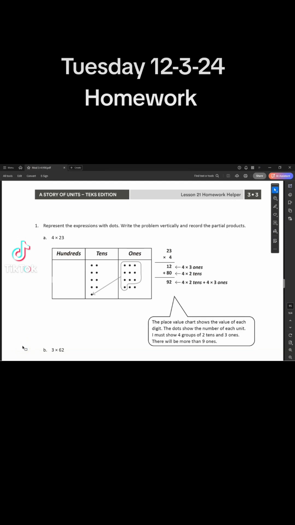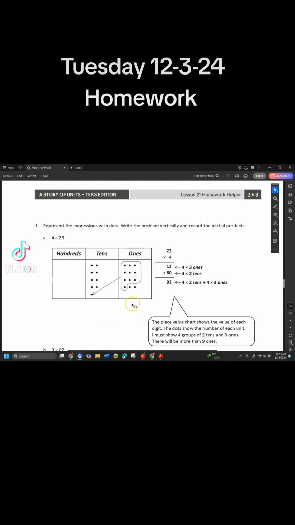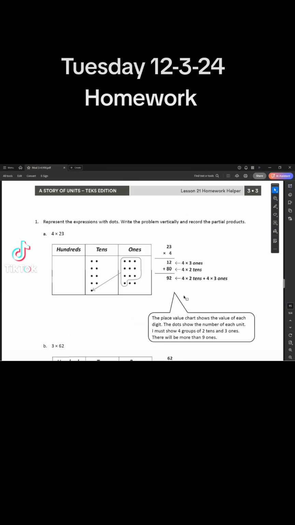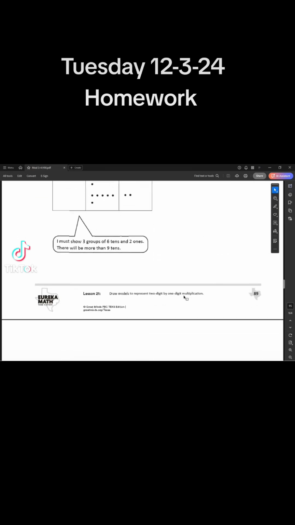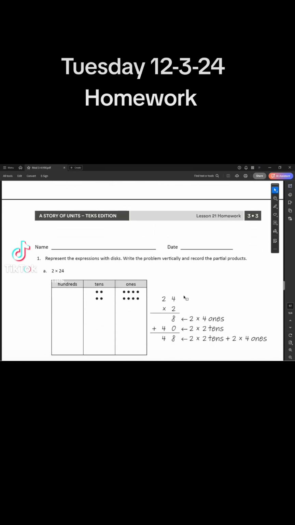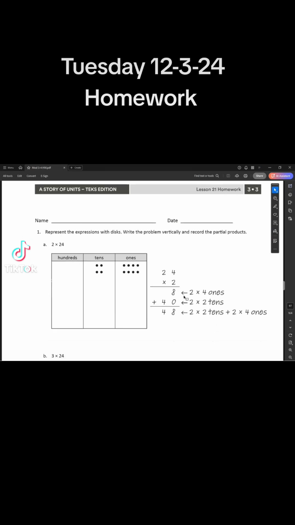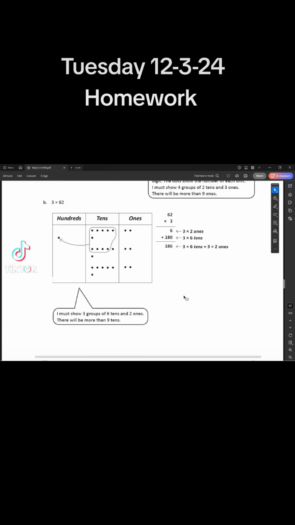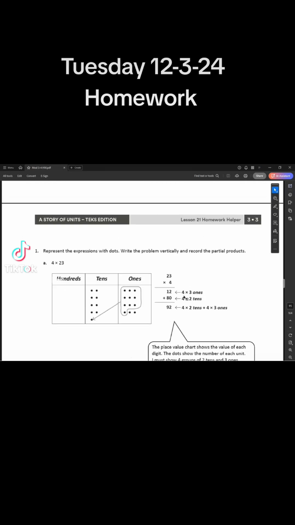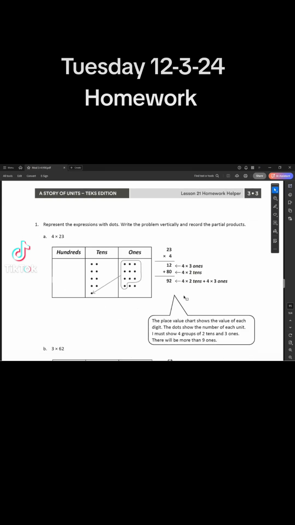Just remember, when you take your homework home, it's a lot of pages, yes, but you need to remember that the first few pages are just examples, okay? They're just to help you do the homework, okay? So if you get confused or don't know what to do, then you can look at the homework helper, okay?